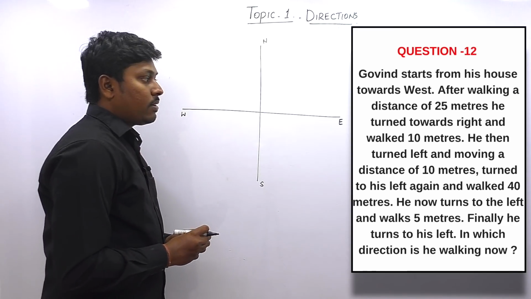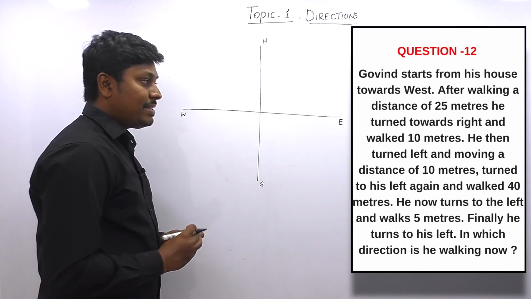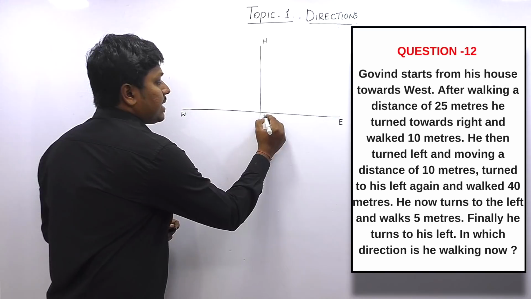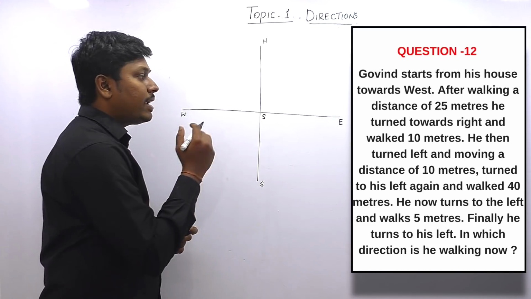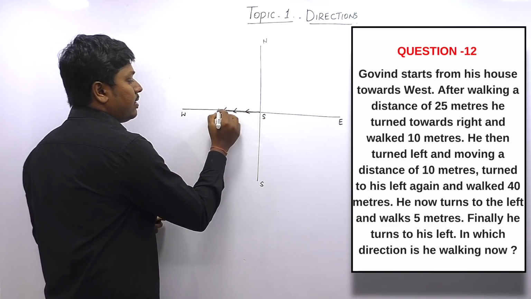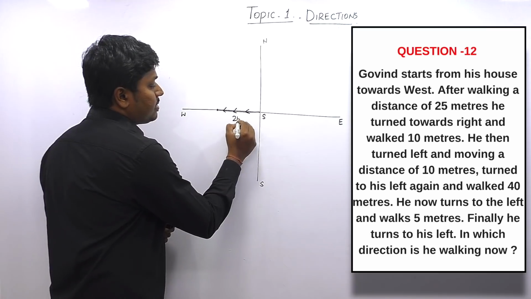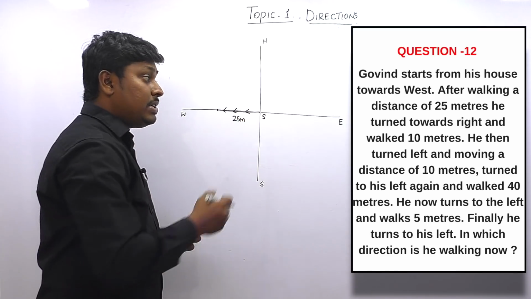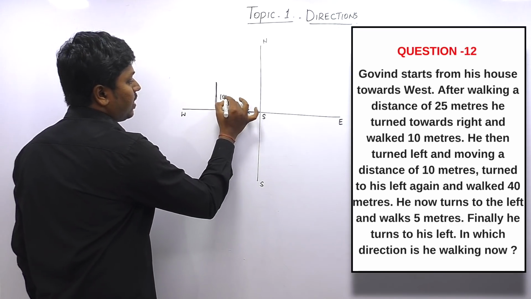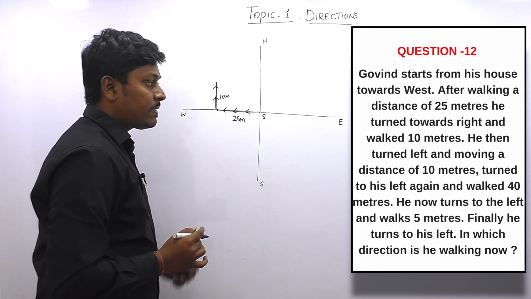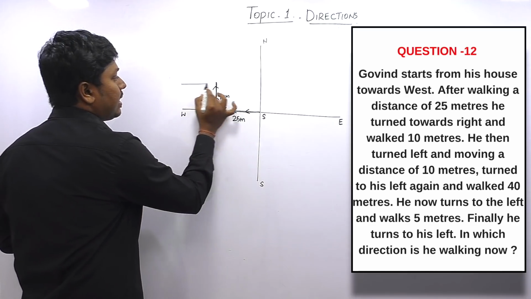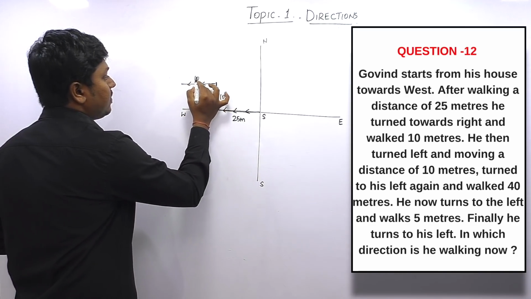Question number 12. Govind starts from his house towards west. After walking a distance of 25 meters, he turns towards right. So from the starting point, Govind is walking towards west for a distance of 25 meters. Initially he is walking in the west direction for 25 meters. And then he turns towards the right and walks 10 meters. So the right-hand side will be this side, and Govind walks 10 meters after turning right. He then turns left and moves a distance of 10 meters. So from this point, he again takes a left turn and walks a distance of 10 meters.